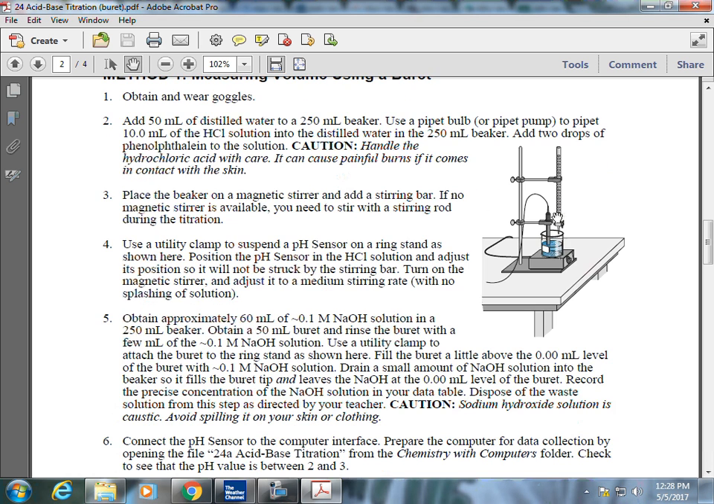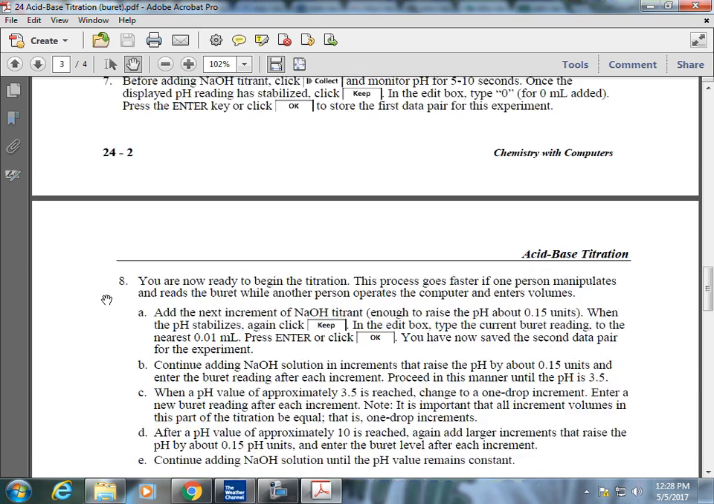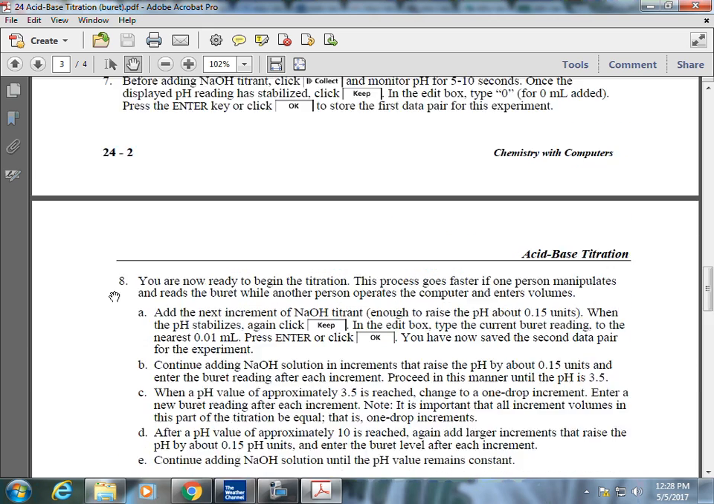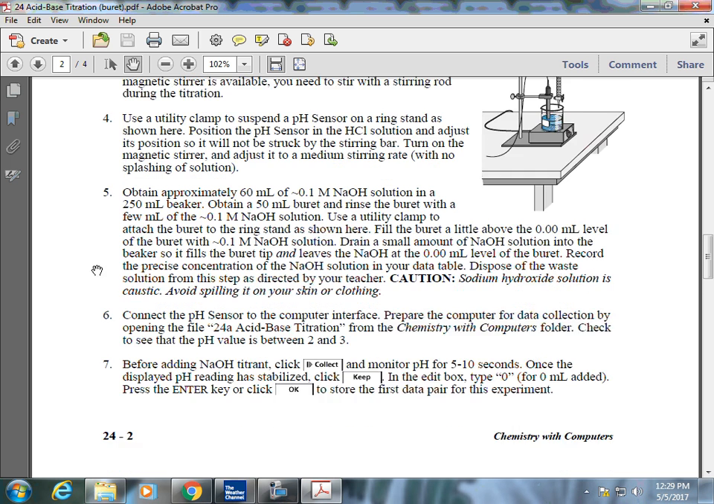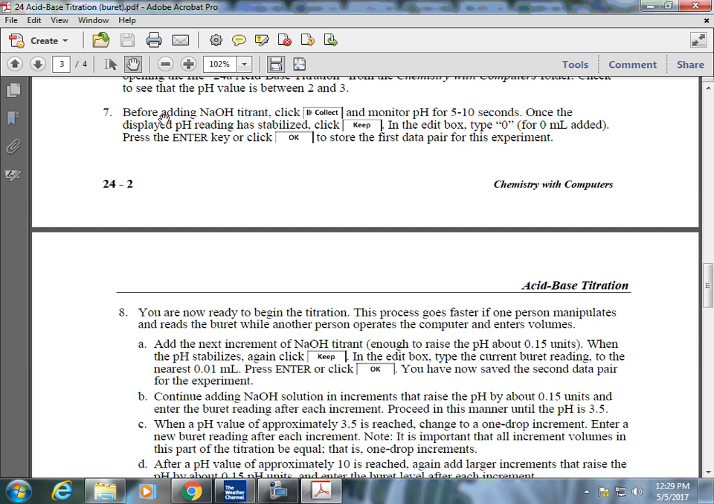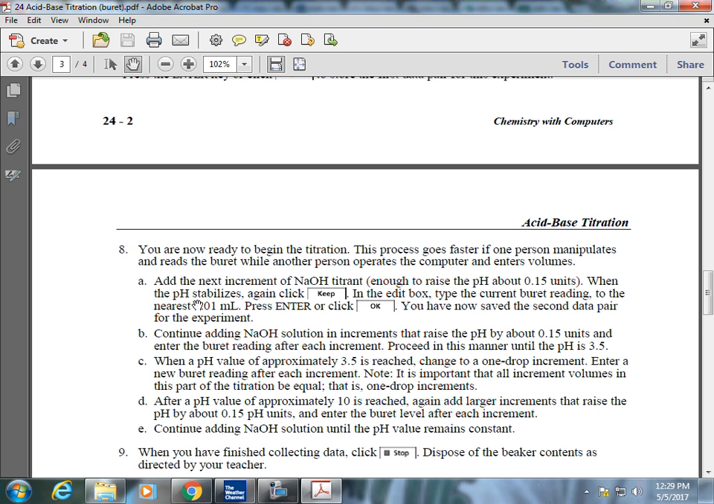Now, you're going to place the hydrochloric acid. You're going to have this set up right here. Okay. Here's the tough part that you're going to have to do. We're going to add this stuff into the beaker using the burette. All right? So you're going to use the burette to add these. Okay? So if you follow directions before adding the titrant, now you're ready to begin the titration. So you're going to add the titrants here.